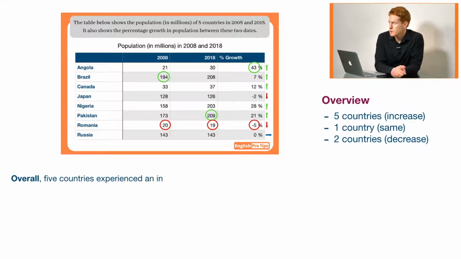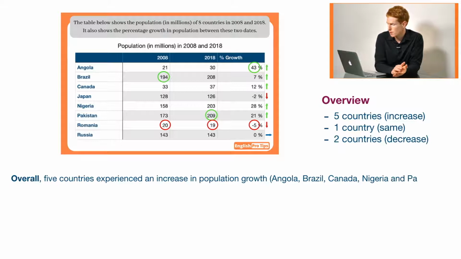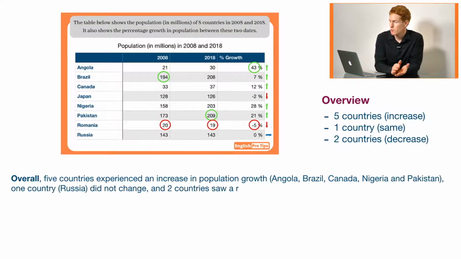Overall, 5 countries experienced an increase in population growth: Angola, Brazil, Canada, Nigeria, and Pakistan. 1 country, Russia, did not change, and 2 countries saw a reduction in their population figures: Romania and Japan.